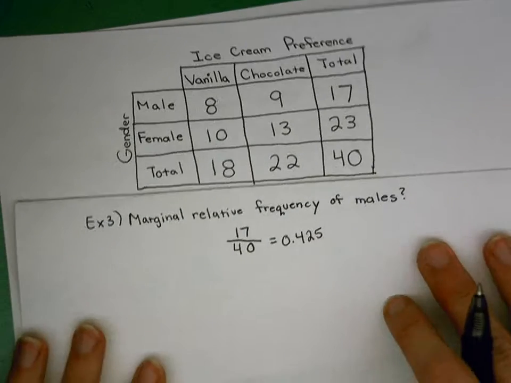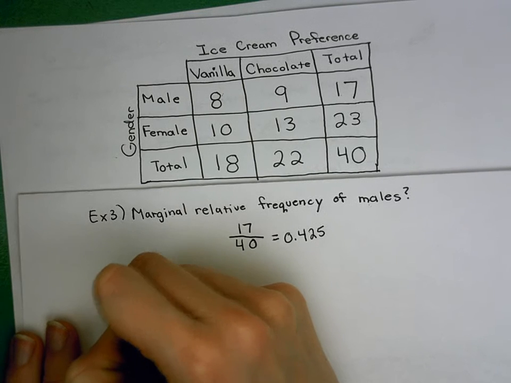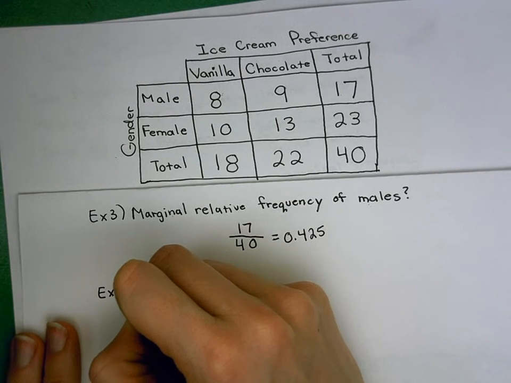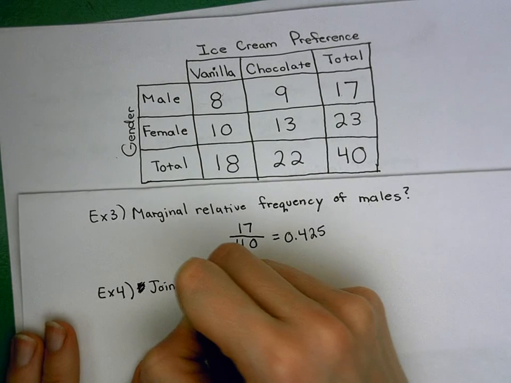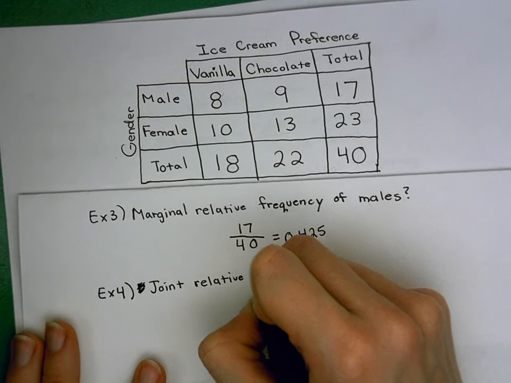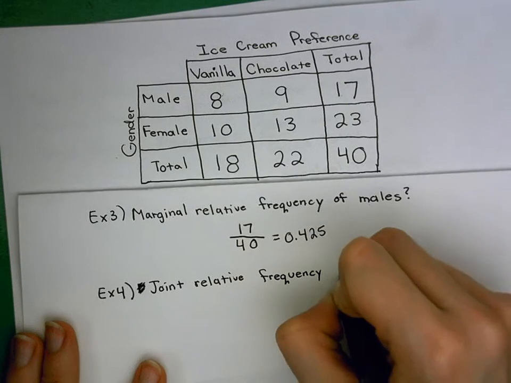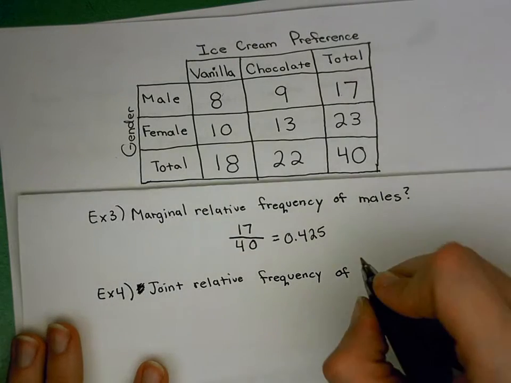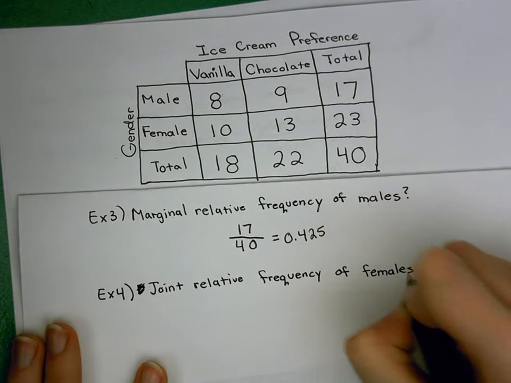Let's do another relative here. And then there are a ton of extra practice in the notes that we actually did. You know what? Let's do a joint. Joint relative. It's going to be the same process as what we did with the marginal relative. We're just going to use a joint number, not a marginal number. So what is the joint relative frequency of females who prefer vanilla?